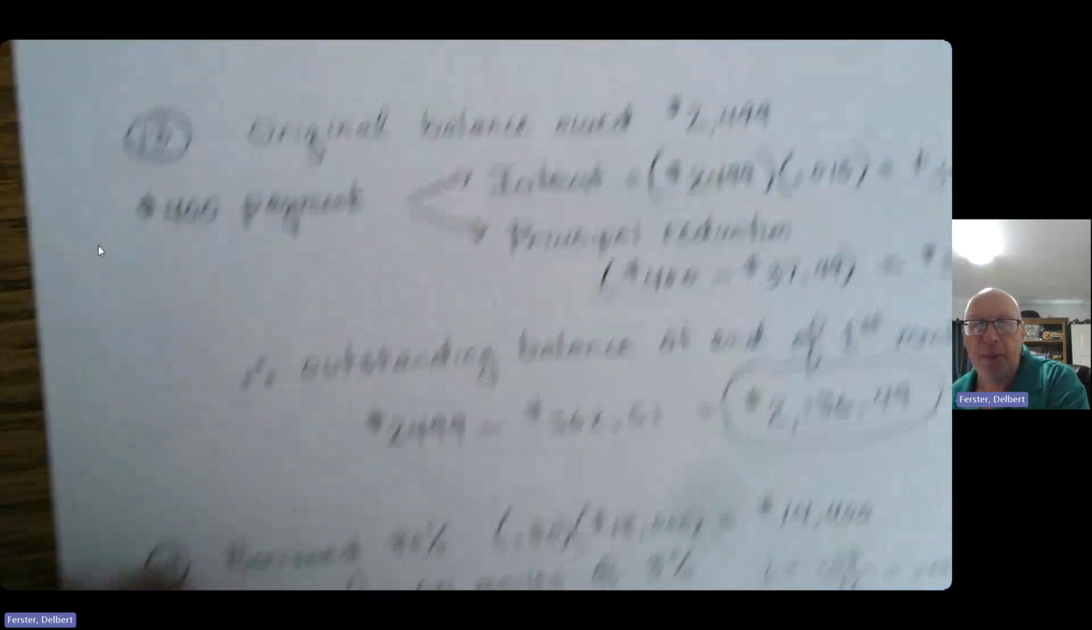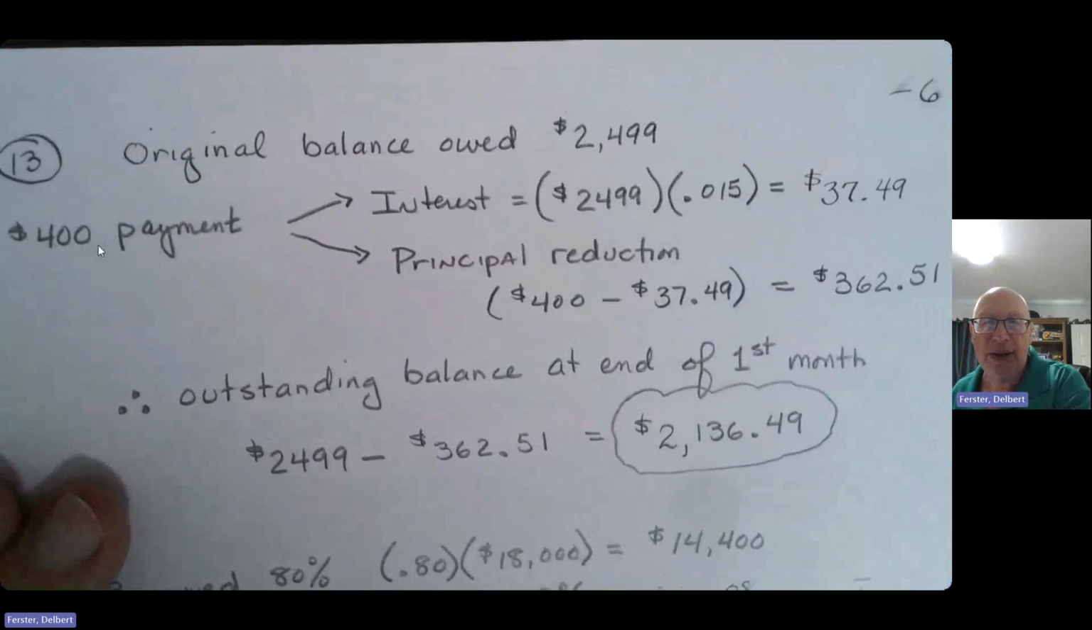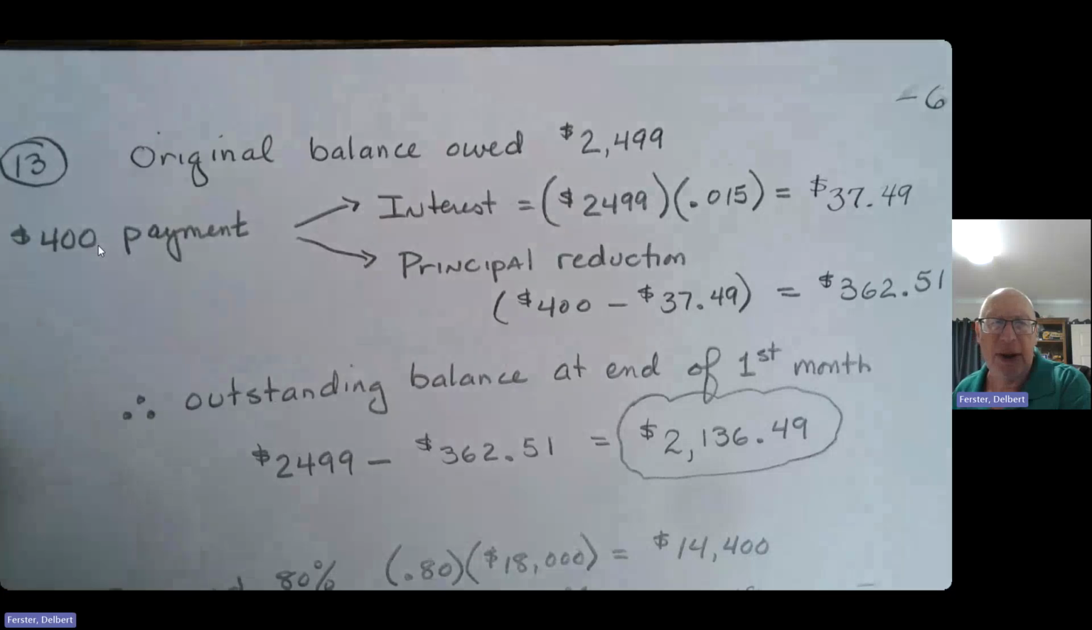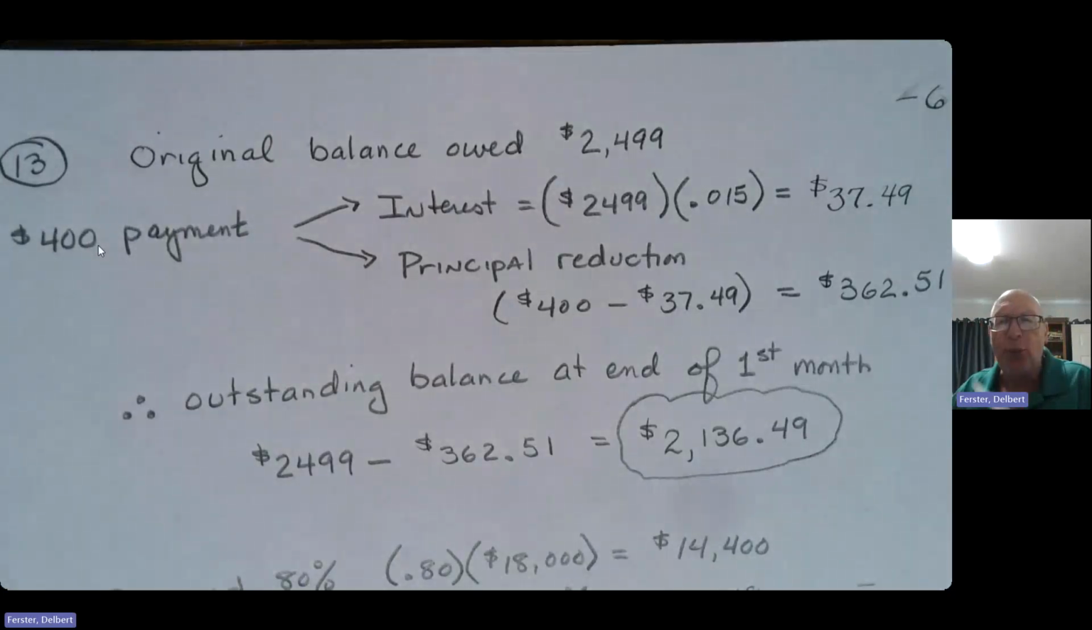All right, Jack's going to buy a computer on 13. He's going to make a payment. And what you need to remember on this is, as we've seen previously, that when you make the payment, the first part of that payment goes to account for interest, and any amount above that defrays the principal. So in this particular problem on number 13, the purchase of the computer was $2,499. And he's going to pay $400 a month until he pays it off.